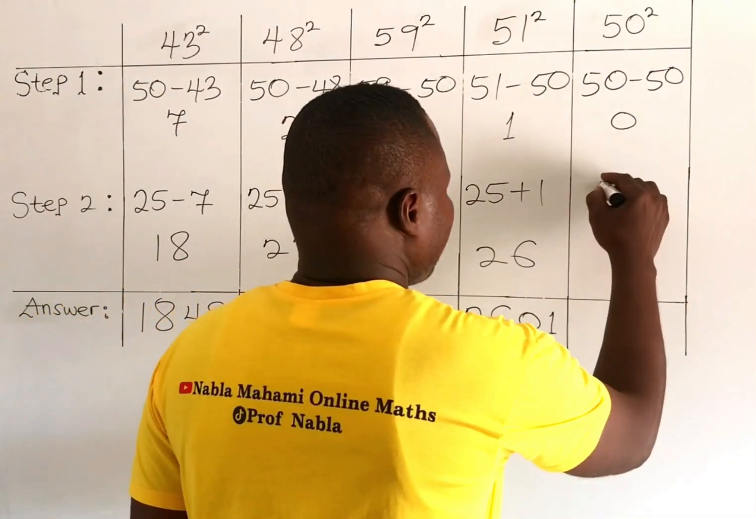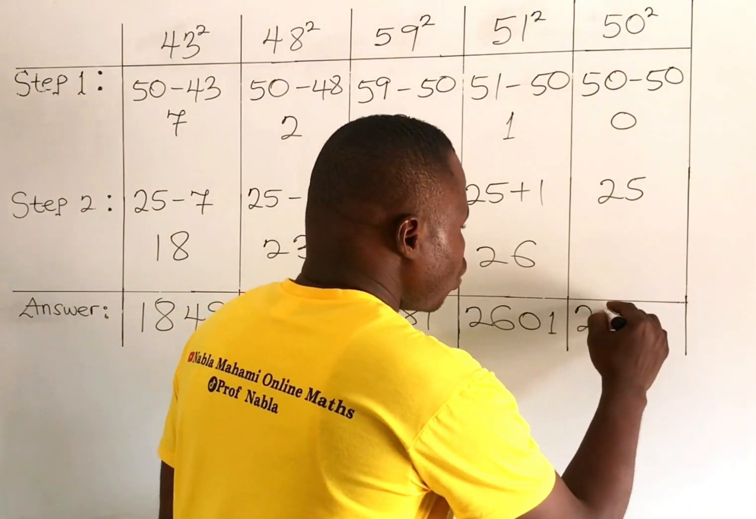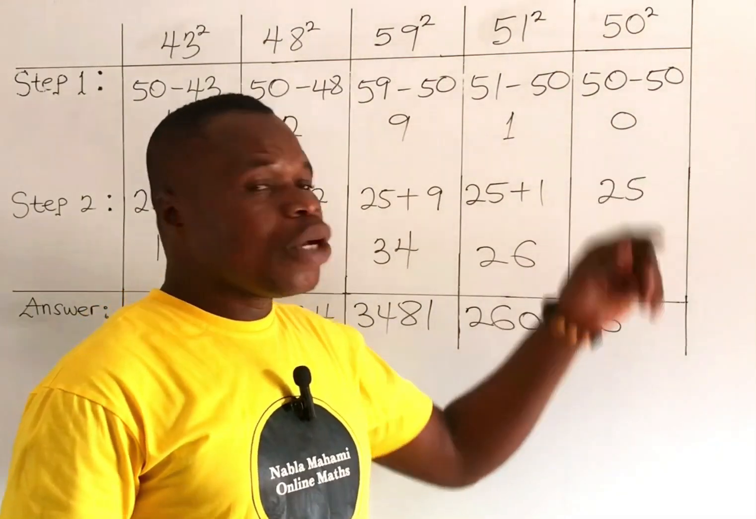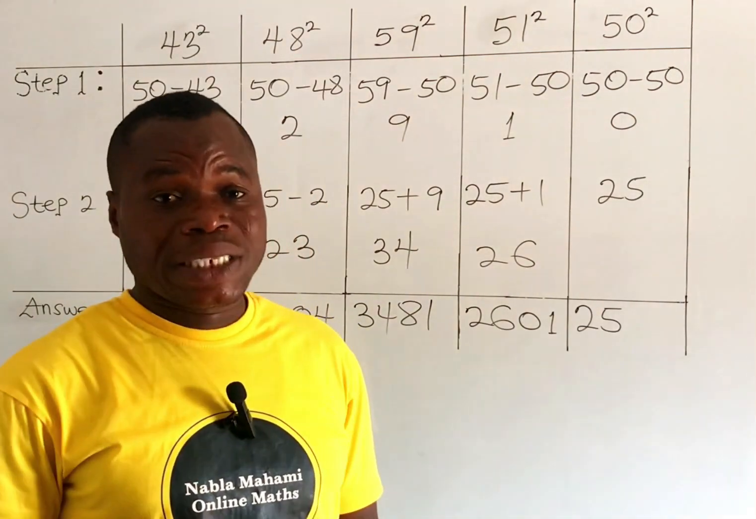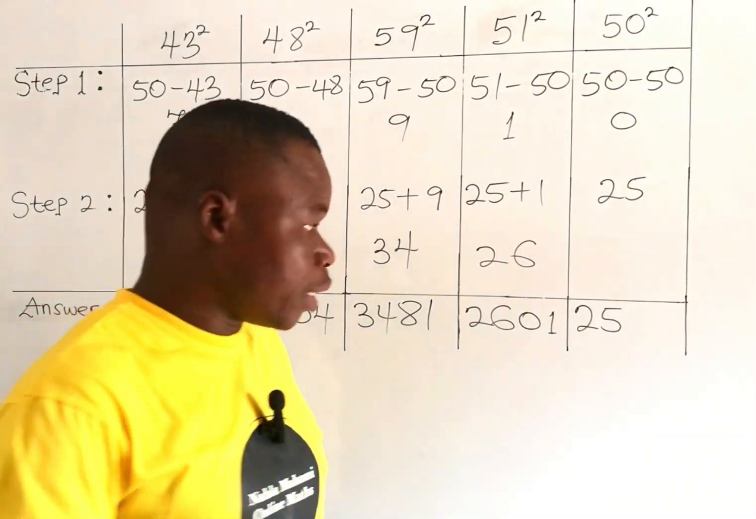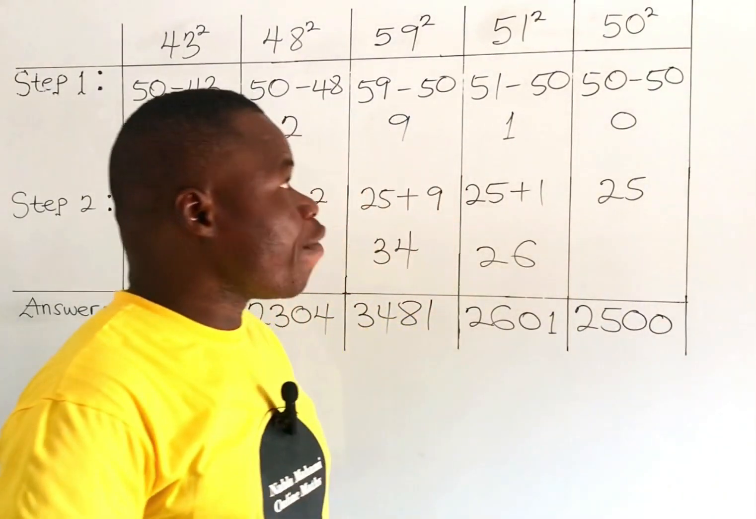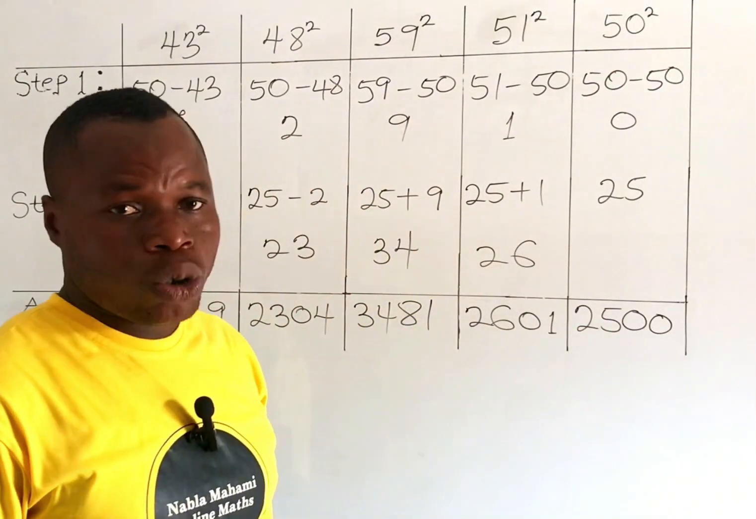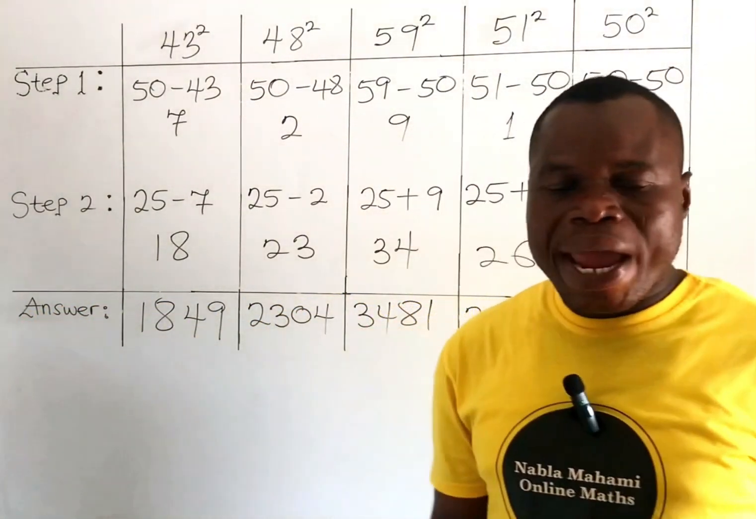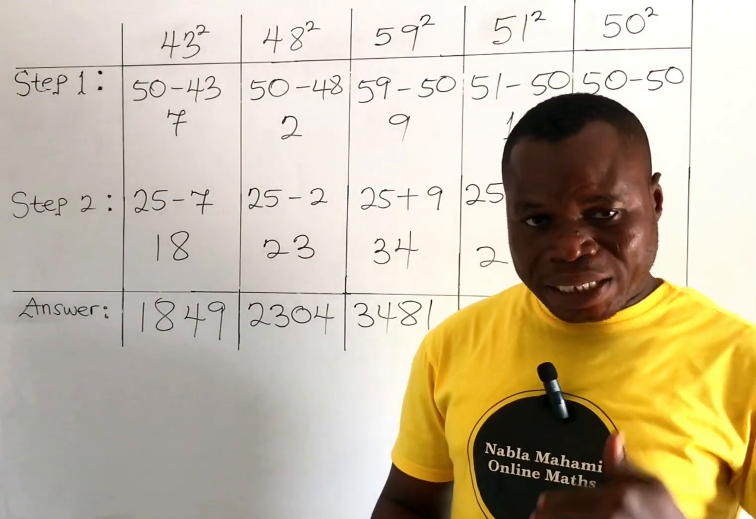So it means that here, you just write your 25. And my final answer will now be represented as 25. Then we square step 1 result. 0 square is 0. And you know 0 is a single digit. And we said that if it is a single digit, you write 0 before that single digit. So I'll write 0. And now write 0 square, which is also 0. And that means that 50 square is 2,500.